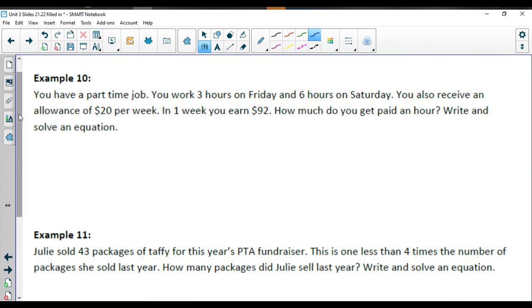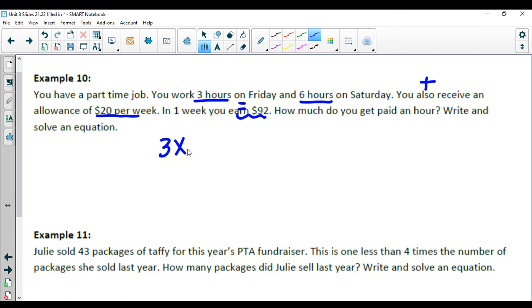In example number 10, you have a part-time job. You work 3 hours on Friday, 6 hours on Saturday, and then you also, so plus, receive an allowance of $20 per week. In 1 week, you earn $92. So this is your equals number. How much do you get paid an hour? Write and solve an equation. So 3 times your pay plus 6 times your pay plus your $20 allowance gives you your total of $92. I'm going to have you go ahead, combine your like terms and solve this. Make sure that you put a label with your answer because the question says, how much do you get paid an hour?